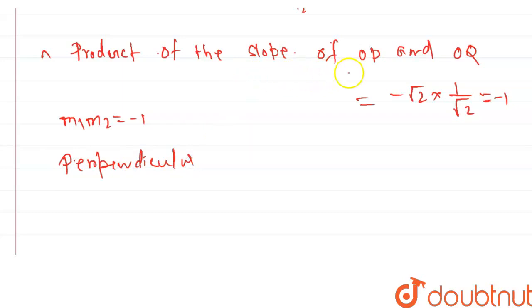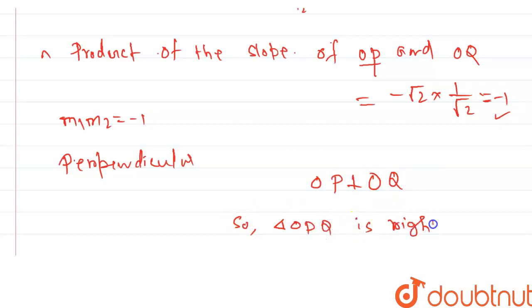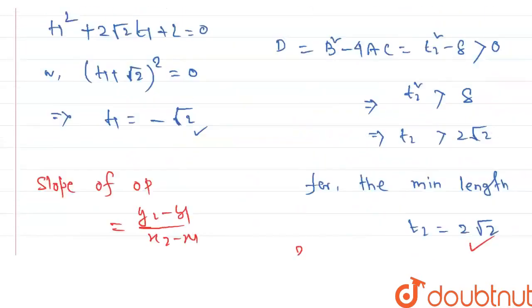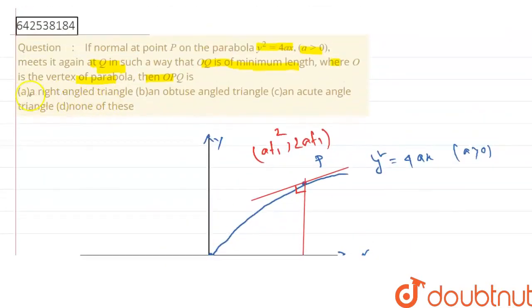Here the product of the slopes of the lines OP and OQ is minus 1, so OP is perpendicular to OQ. So we can say the triangle OPQ is a right angle triangle. That's my answer. Now we see the options: the triangle OPQ is a right angle triangle, so option A is the correct answer.